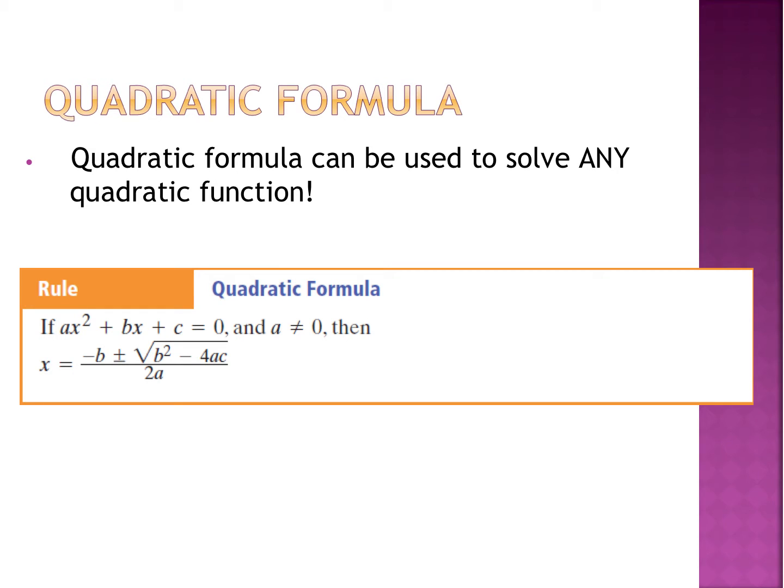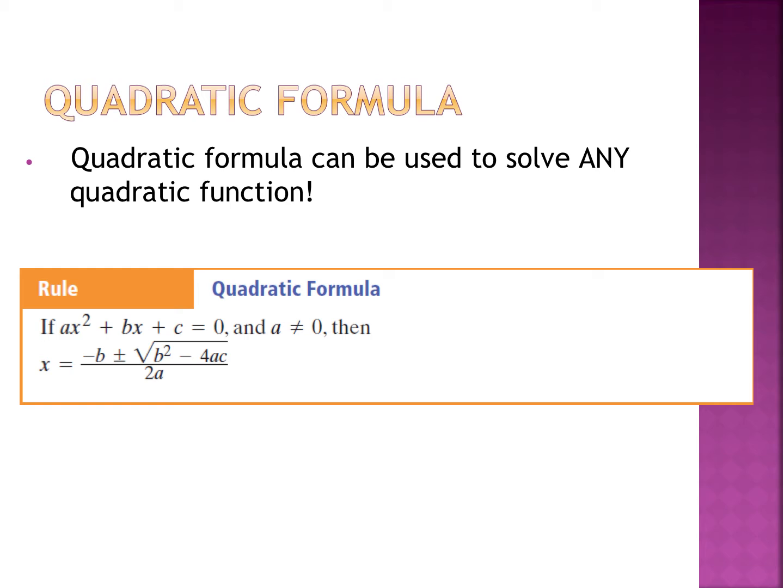So far we've looked at how to solve quadratic equations by using square roots if we do not have a b term, and we've looked at factoring, which works well if the quadratic function can be factored. However, sometimes things are either really difficult to factor or they're not going to have nice solutions. So when that happens, we can use the quadratic formula because this can be used to solve any quadratic function.